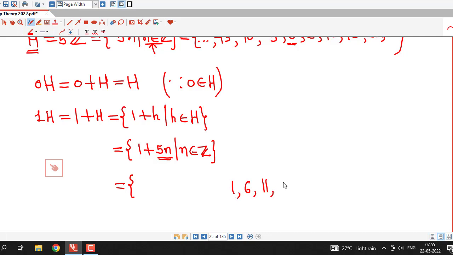So we can directly write down the next element by adding 5 to 11, that is 16. And that will correspond to n equal to 3. 5 into 3, 15 plus 1, that is 16. Similarly, suppose I take n equal to minus 1, I will have minus 5 plus 1, that is minus 4.